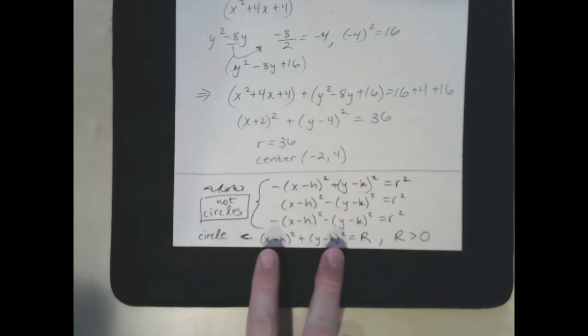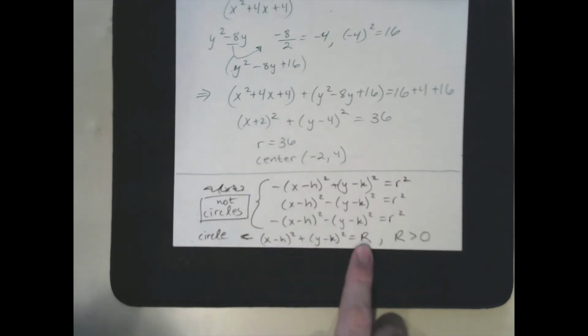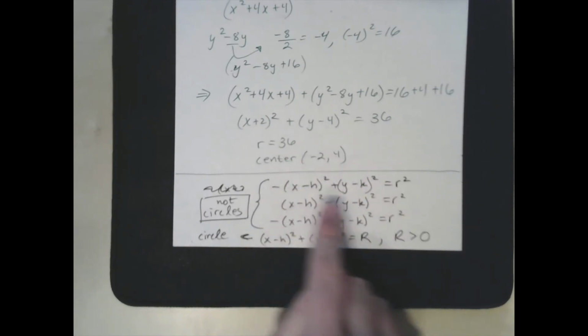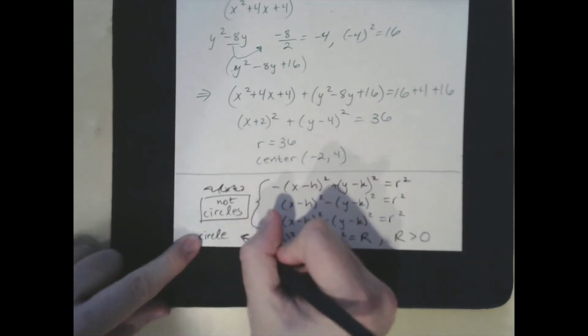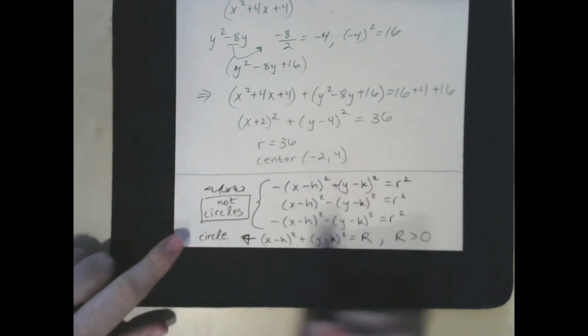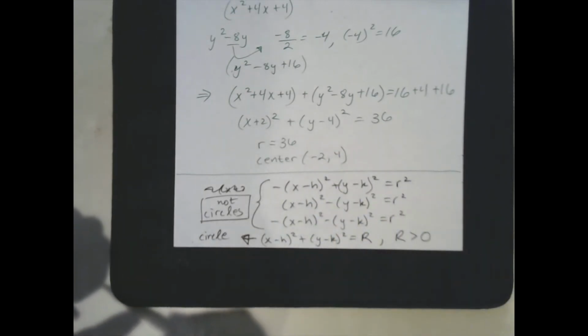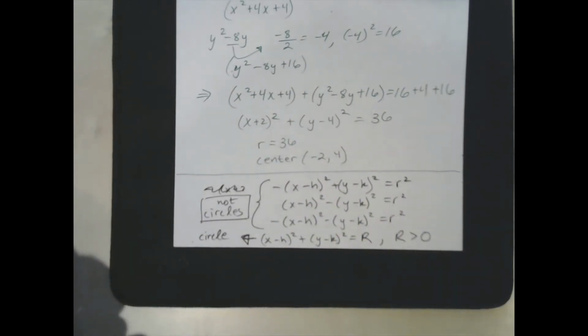As long as the coefficients on these two terms are positive, and this number is positive, you have a circle. If you have any of these three combinations of negatives on the left side, it's not a circle. If this number is not positive, it's not a circle. But that's it. Those are the only times we don't have circles. It's when we have negatives over here or a negative over here. Technically, when r is 0, it's still a circle. It just has 0 radius. But then that's just a point.